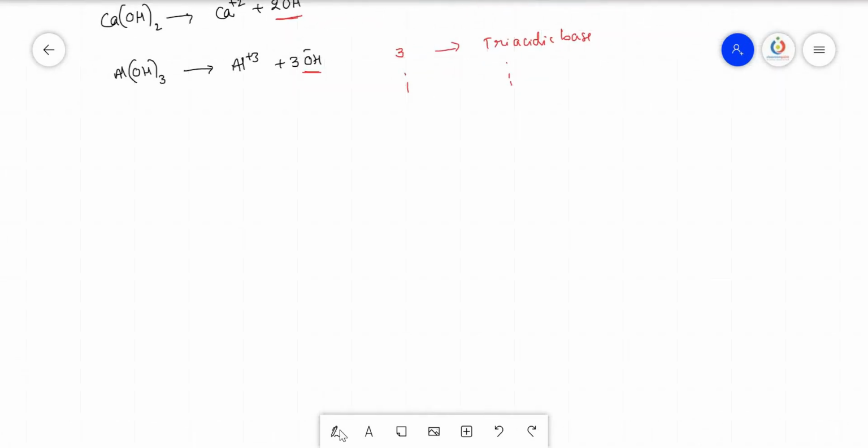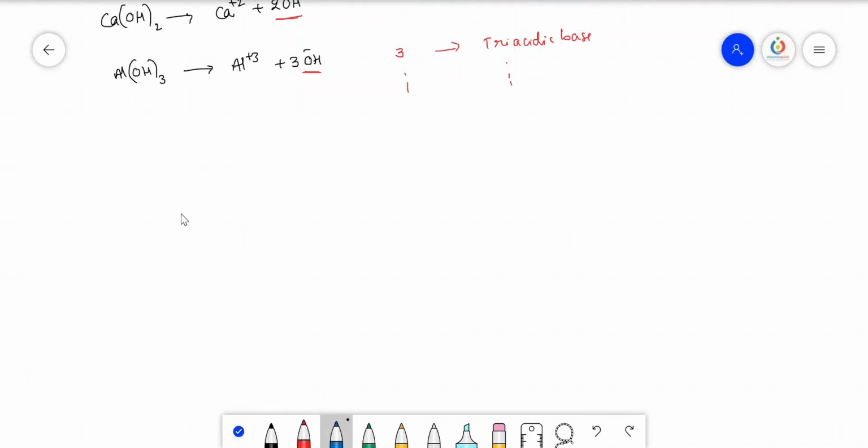Then how to calculate the equivalent mass of a base? Let us see here. Equivalent weight of base can be calculated. The formula is similar to the equivalent mass of the acids. Initially, molecular weight of base divided by its acidity.